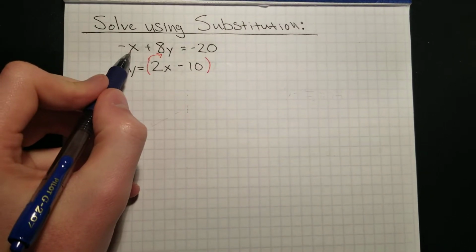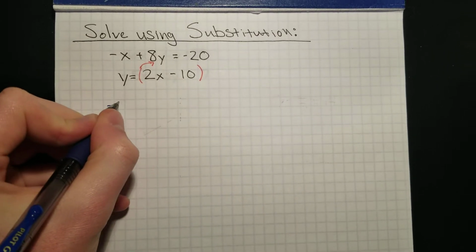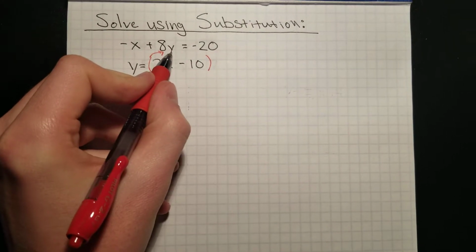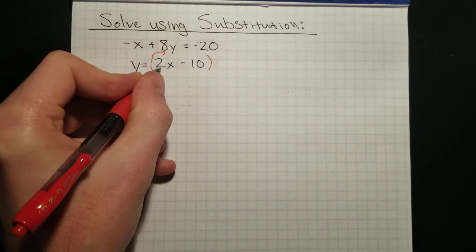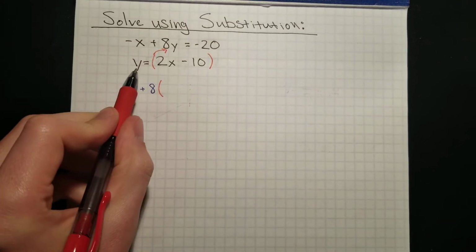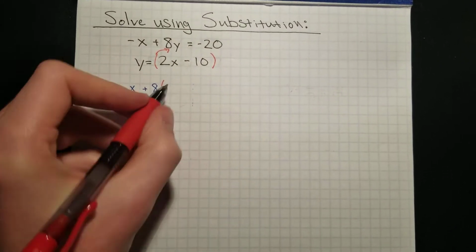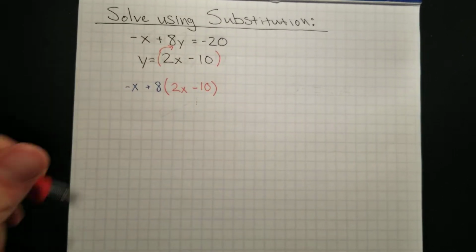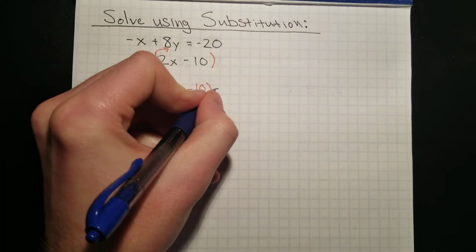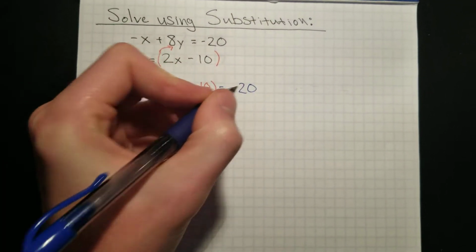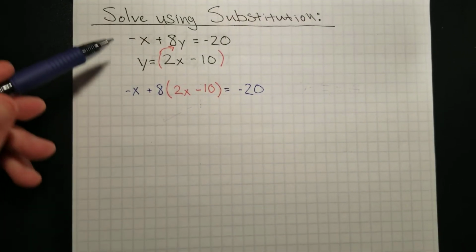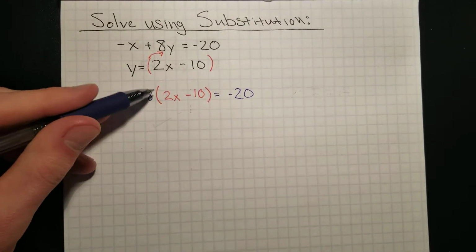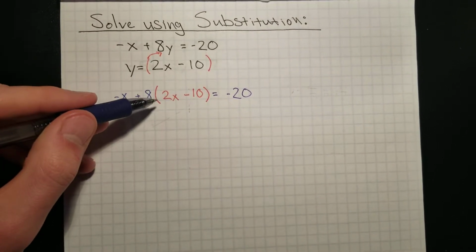So we're going to copy down this top equation, -x plus 8, and then instead of writing y, we're going to have the 2x minus 10. So since y is equal to 2x minus 10, I can replace that y with 2x minus 10. And that is all equal to -20. Now, everything in blue is the top equation, everything in red is the bottom equation. And you can see how when we substitute this into that equation, we get this new one.